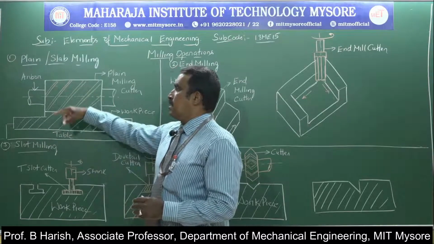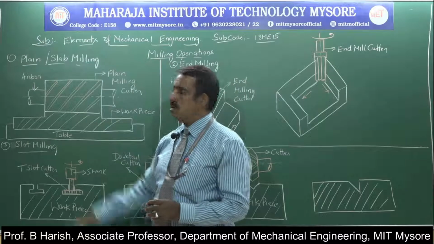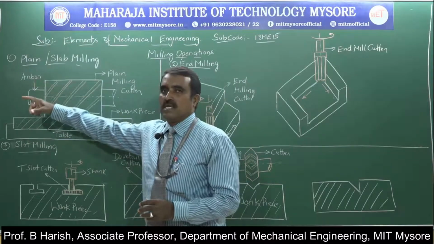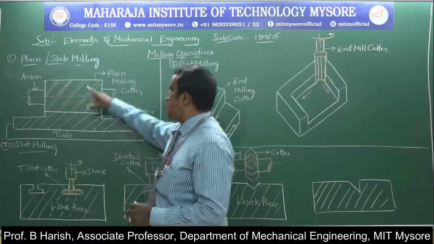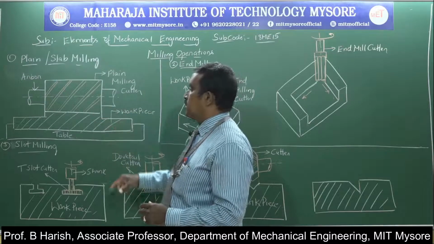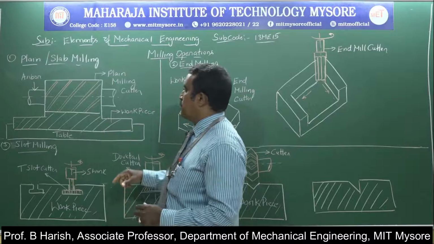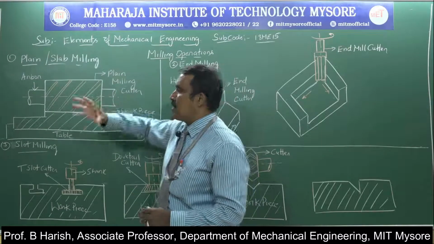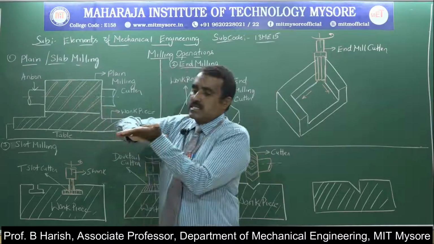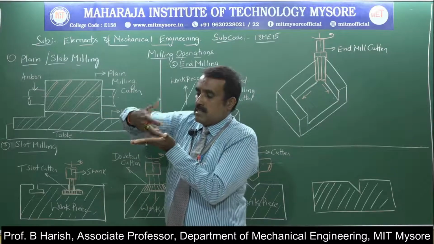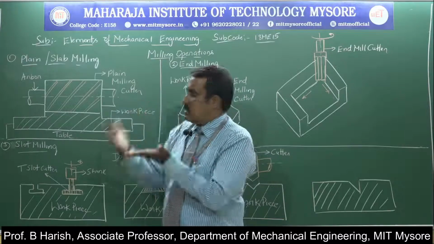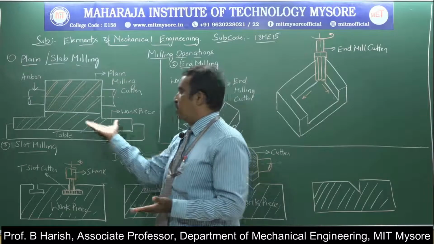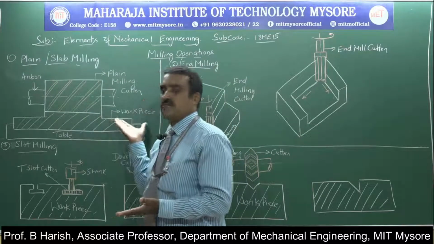Then the milling machine is switched on. As the machine is switched on, the spindle starts rotating. Motion is transferred from the spindle to the arbor, so the arbor also starts rotating. Here is the direction in which the arbor rotates. As the arbor rotates, the cutter also rotates like this. As the cutter rotates, the table is moved up and the surface of the job is brought in contact with the surface of the cutter.